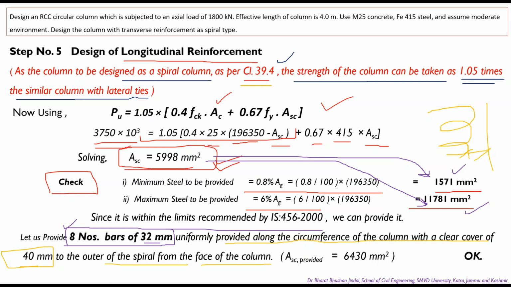Accordingly, when we provide 8 number of bars of 32 mm dia, the area of steel provided comes out to be 6430. You can compare this value with the value which was required. So what we are providing is an area of steel slightly greater than what is required and lesser than the upper limit which the code is suggesting.